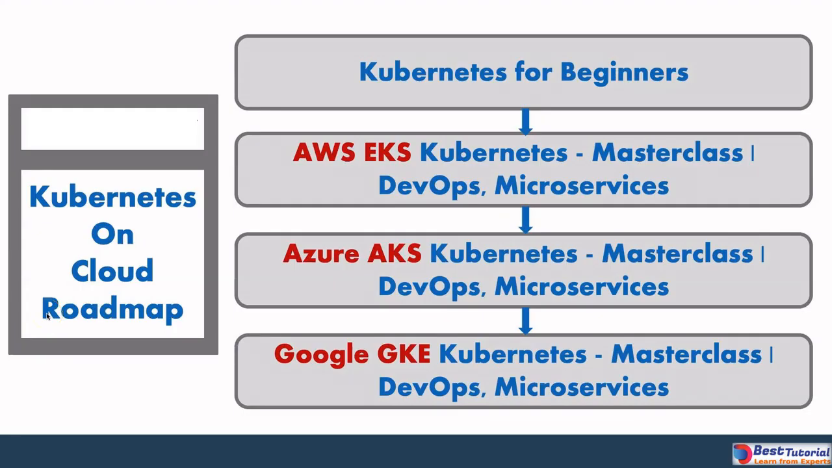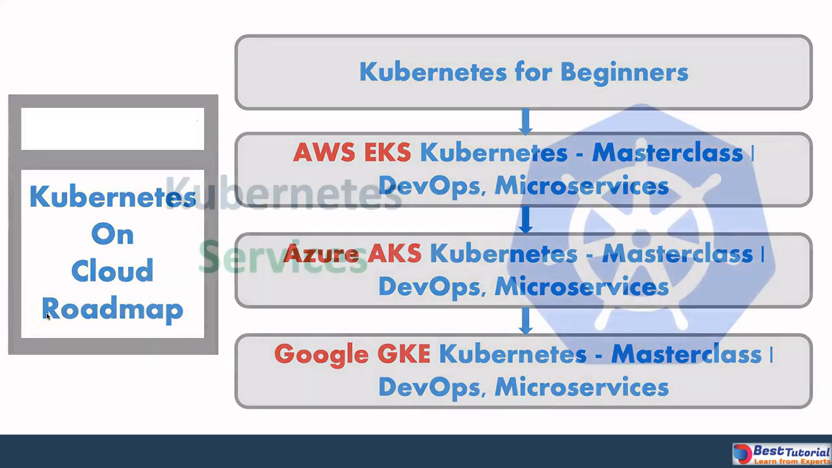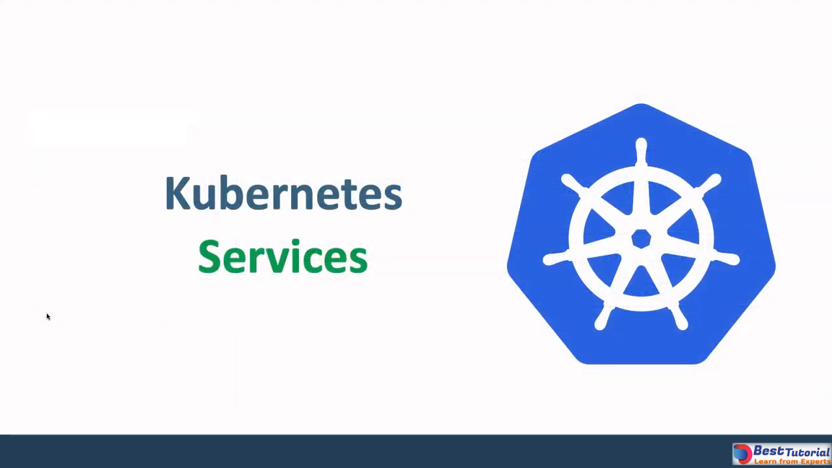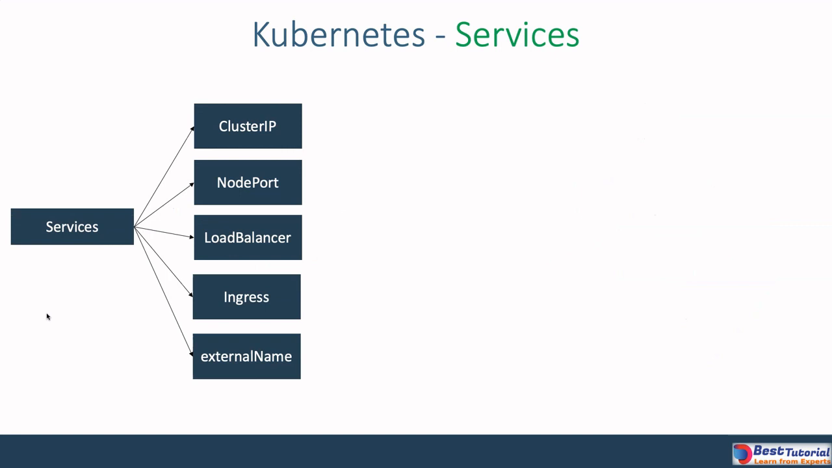Welcome back. In this lecture, we are going to understand one more Kubernetes concept named services. We have multiple Kubernetes services available here, like ClusterIP, NodePort, LoadBalancer, Ingress, and ExternalName. So let's see, one after the other, what they are on a very high level.